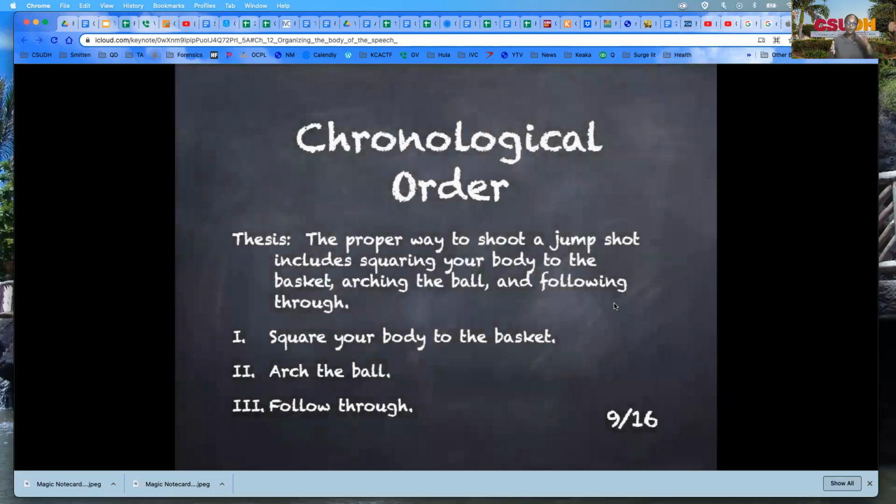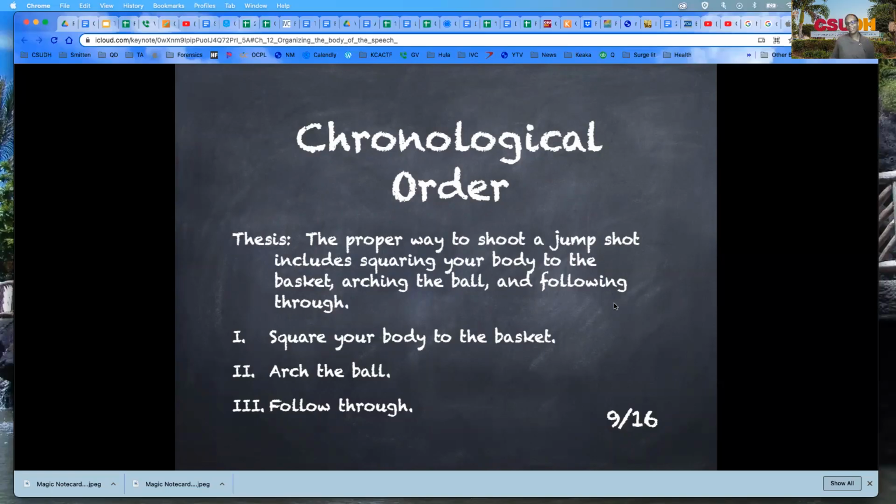Okay, chronological order. Chronos, time, order. This has to do with things that have an order. This would be if you're talking about a person, right? If you happen to be doing an informative speech about a person's life, or something like a how-to speech, a demonstration speech, things that have to do with a sequence of time, then you need to use a chronological order. That's important because there is a purpose. You have to do things in sequential order, in time order, right?